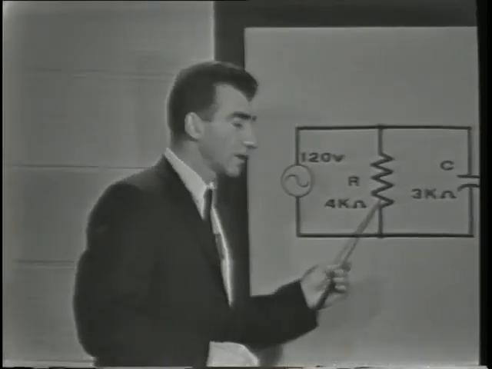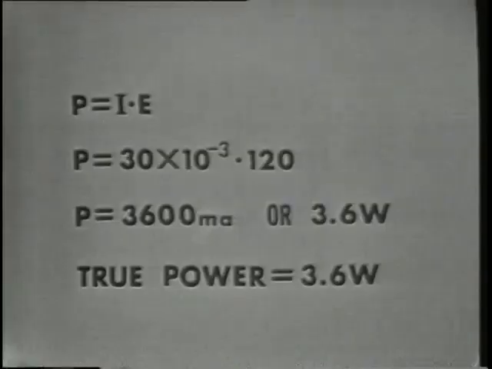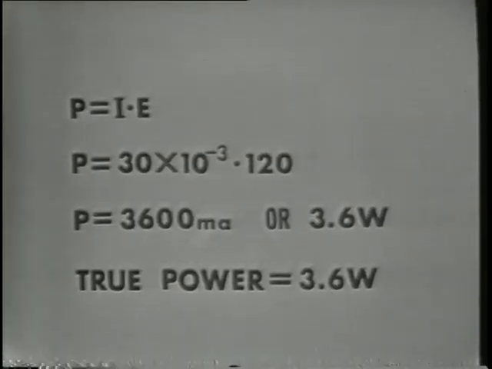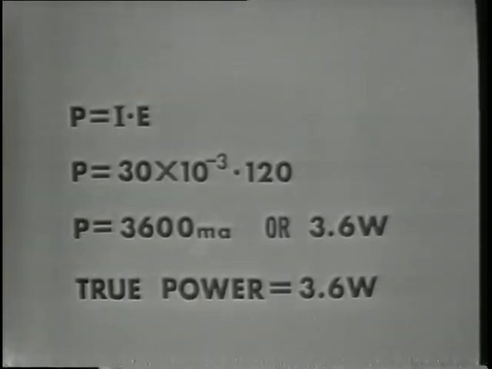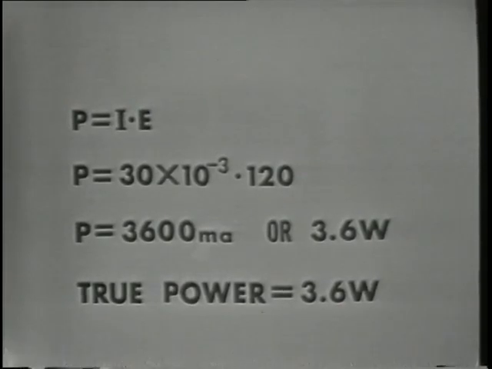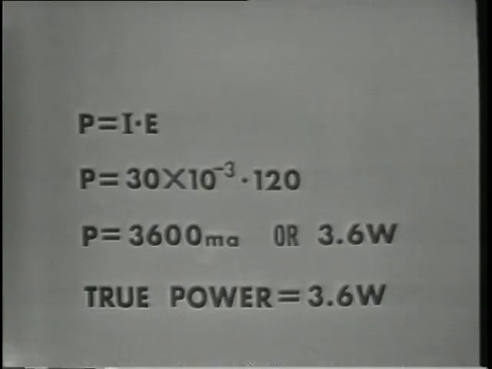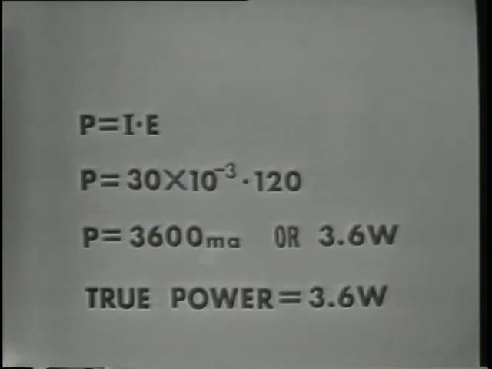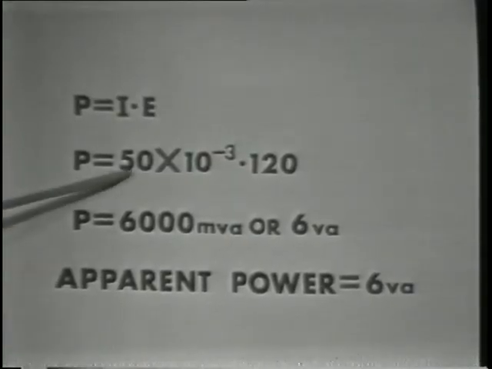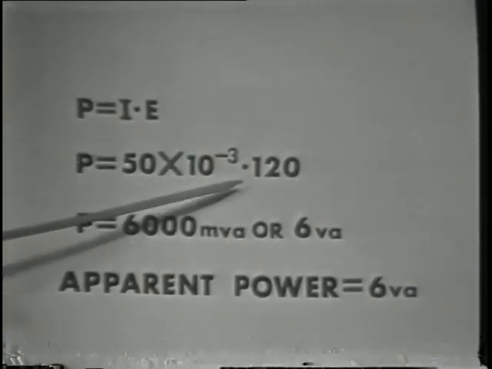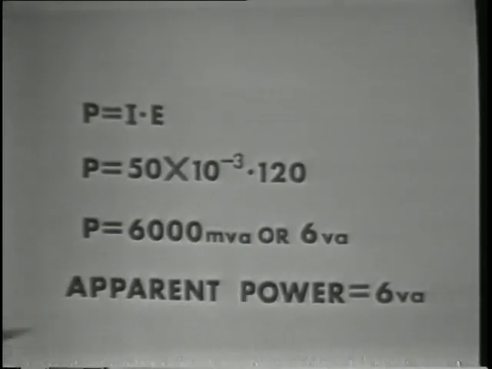Now, from our previous calculations, we have found that IR is equal to 30 milliamps. Thus, if we apply the power formula, P equals I times E, we find the power dissipated in the circuit is 3.6 watts. Now, this is true power, the power actually dissipated by the resistor. However, if we apply the power formula to the entire circuit, we must use total current, or 50 milliamps, and EA, of course, is 120 volts, so the circuit apparently uses 6 volt amperes.